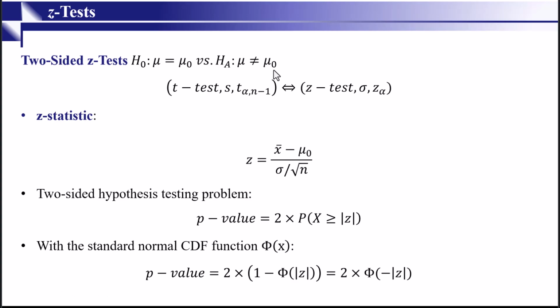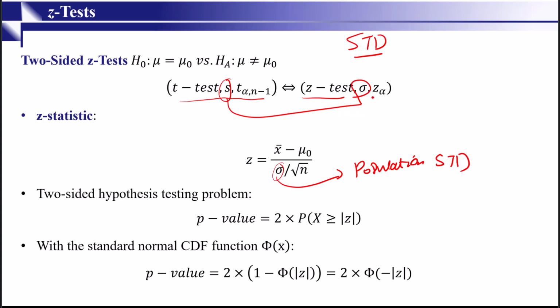We already learned that we use the z-test when we want to use an assumed or known standard deviation for the population, instead of s. It means we're going to use sigma. So z is equal to x bar minus mu0 divided by sigma over root n. This time we have sigma, the population standard deviation. We don't use s anymore. In the case of the t-test, we use s and t alpha, n minus 1. But in this case, we use the z-test, and instead of s, we use sigma. And instead of this critical value, we use z alpha.